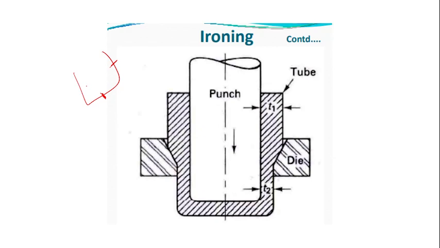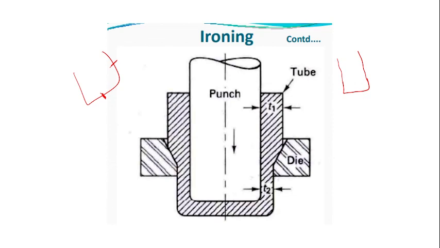Have you seen cans, like Coca-Cola cans? In that you have seen that your base has higher thickness than the thickness of your walls. That is actually made by ironing. Firstly, they will make a can by deep drawing. After that, they will do the ironing process. With that ironing process, they will reduce the thickness of your deep drawn cup, and the wall thickness will be decreased and the height will be increased.